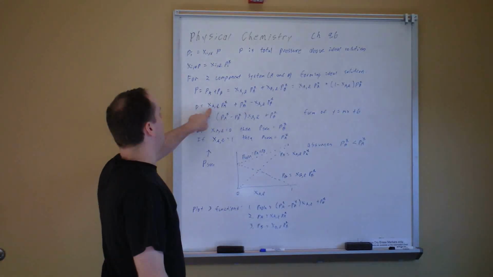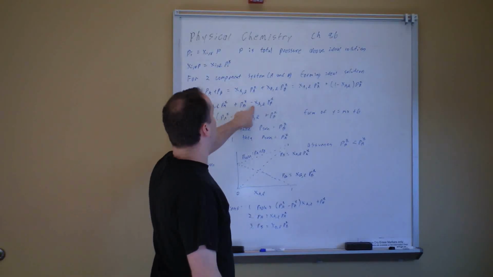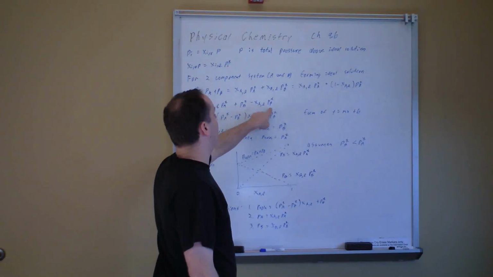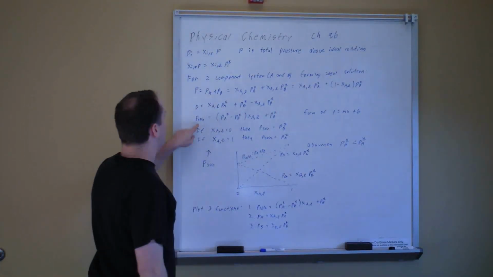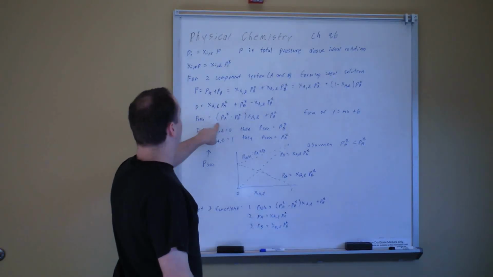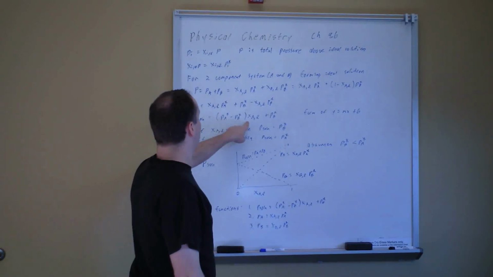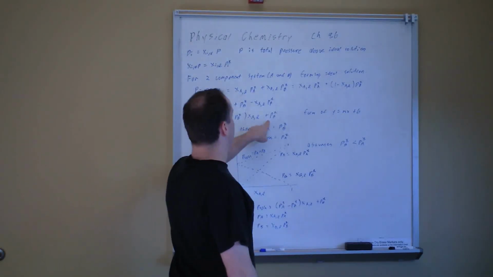So the pressure then becomes the mole fraction of A in the liquid phase times PA star plus PB star, minus the mole fraction of A liquid times PB star. Then the pressure of the solution is equal to PA star minus PB star times the mole fraction of A liquid, plus PB star.